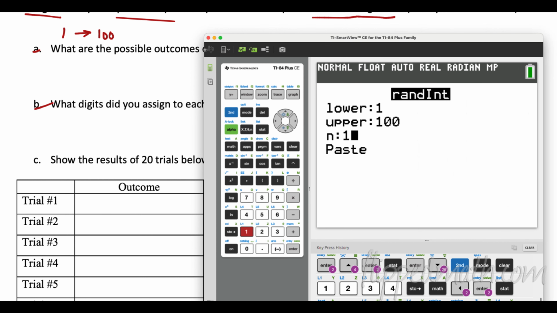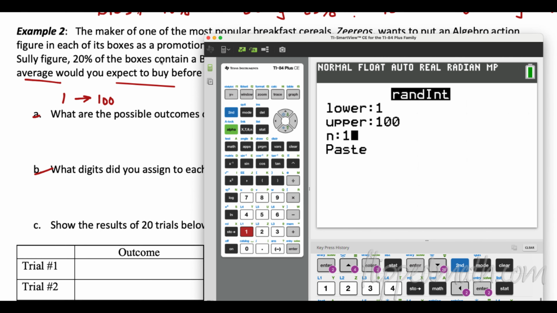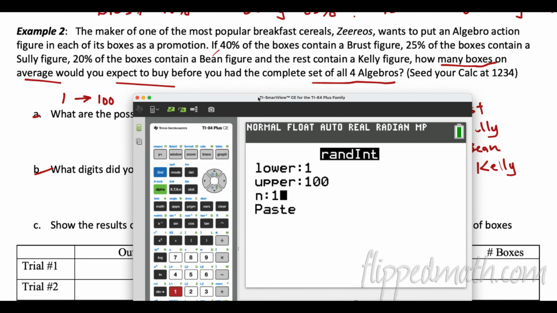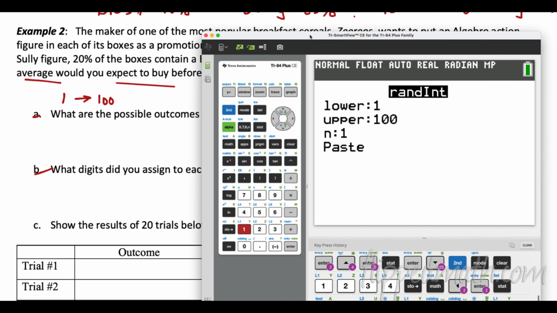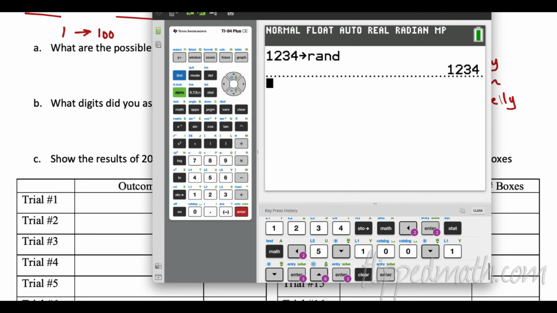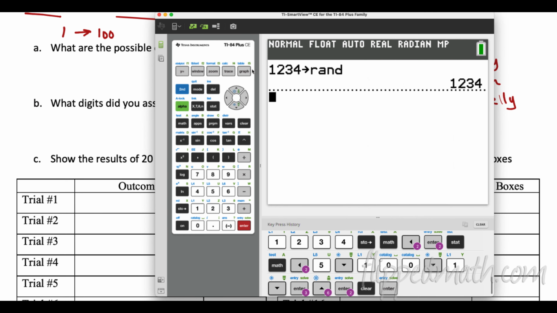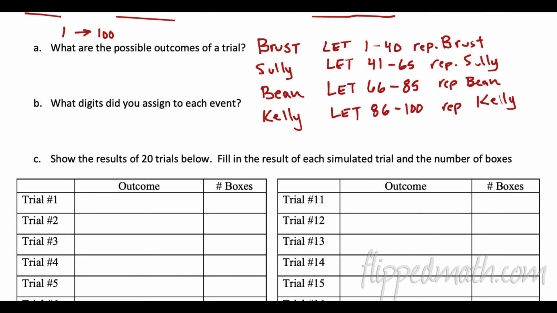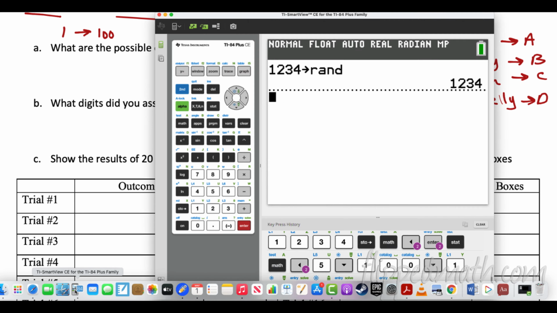Remember, the question is, how many of these cereal boxes do we have to buy until we have the complete set of all 4 Algebros? So this can be a little bit tricky. As I'm pulling numbers, I have to make sure I remember what we're doing here. If I pull a Brust out, I'm going to call that event A, this will be event B, this will be C, and this will be D. I'm going to write down here when we get an A, B, C, or D. So this can be a little tedious, but let's go through and do this.